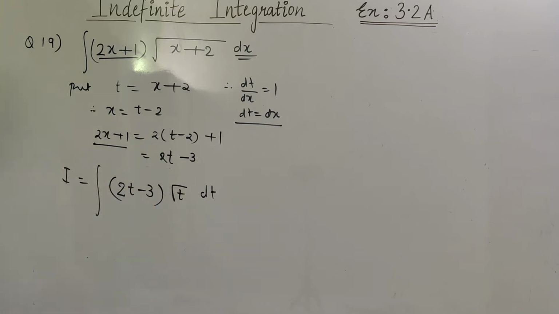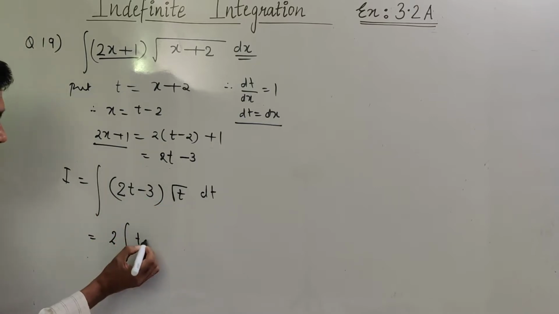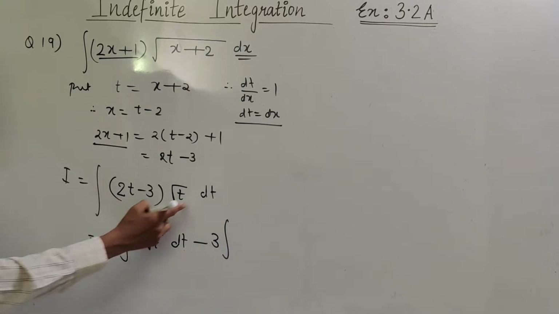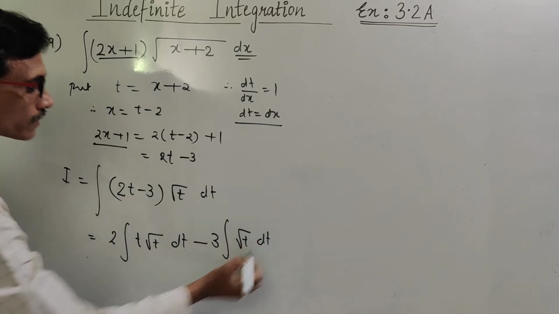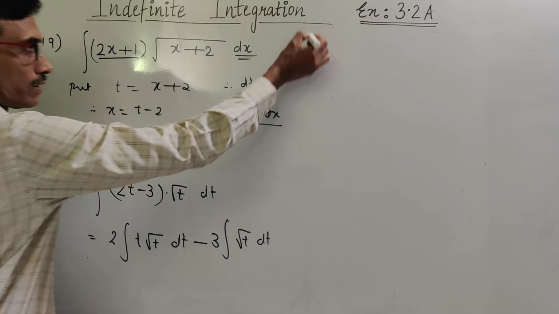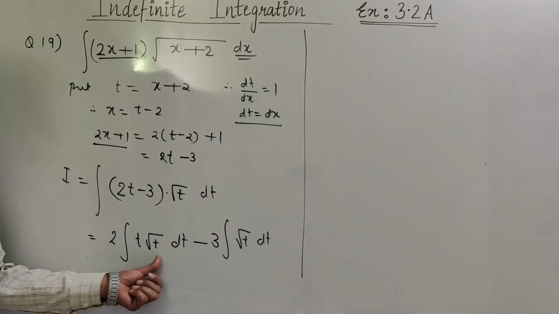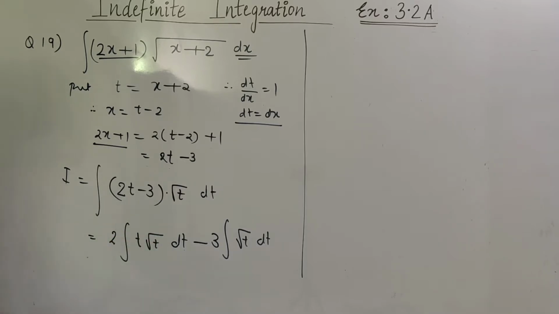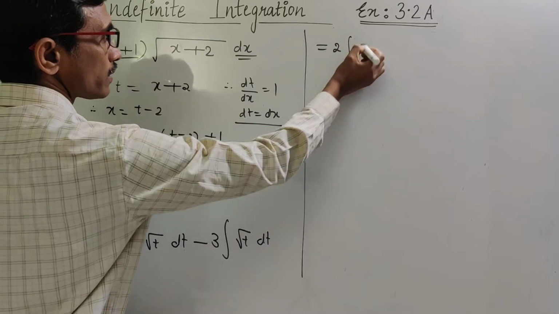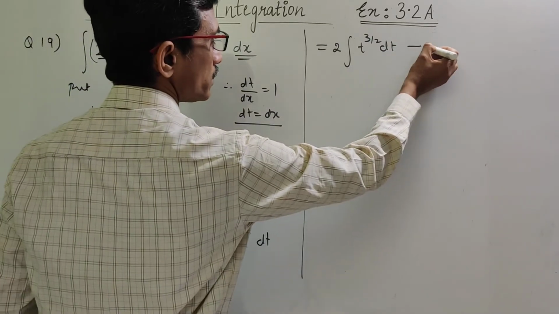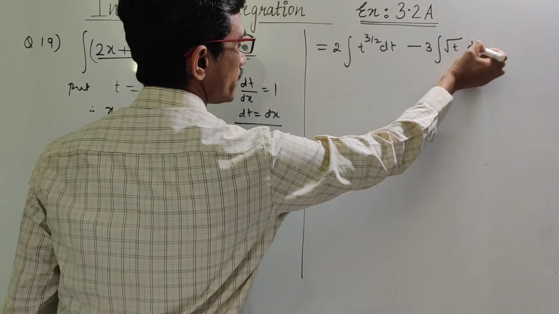सबसे पहले इसको सिंप्लीफाई करना है. 2 constant, integration of t root t dt minus 3 constant, root t dt, मल्टीप्लाई करना है हमको. सो दोनों टर्म को root t से मल्टीप्लाई करेंगे. Then this is t root t means what? t raised to power 1 plus half, that is t raised to power 3/2, which will be 2 times integral t raised to power 3/2 dt minus 3 integral root t dt.